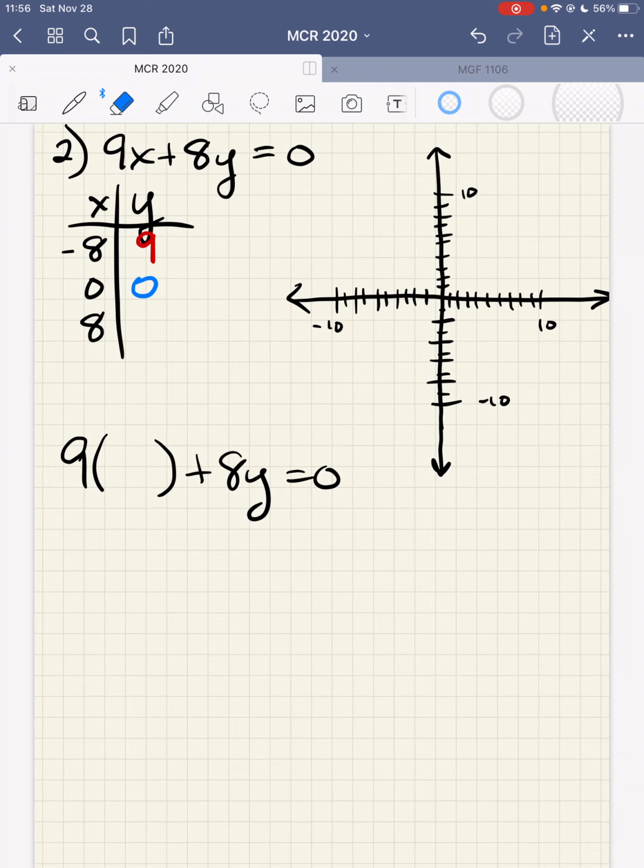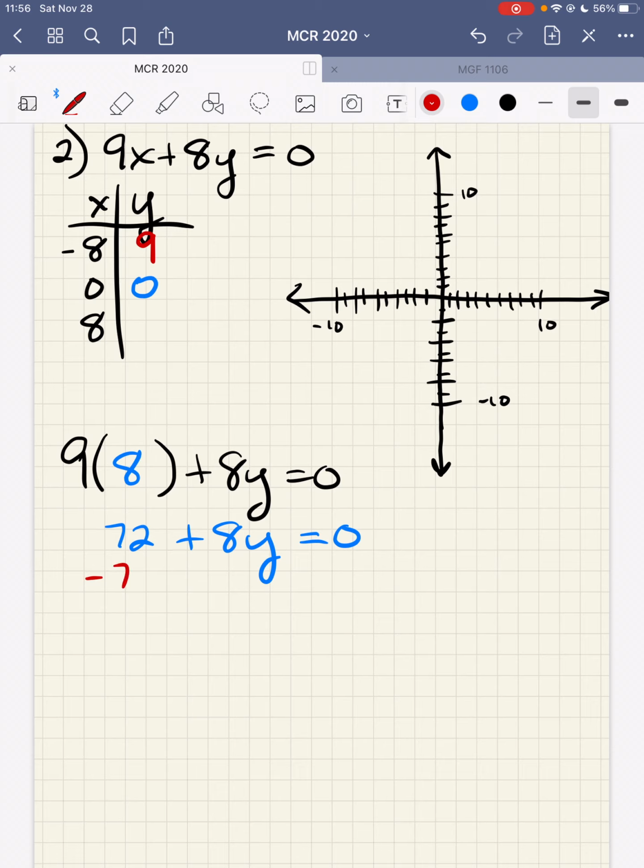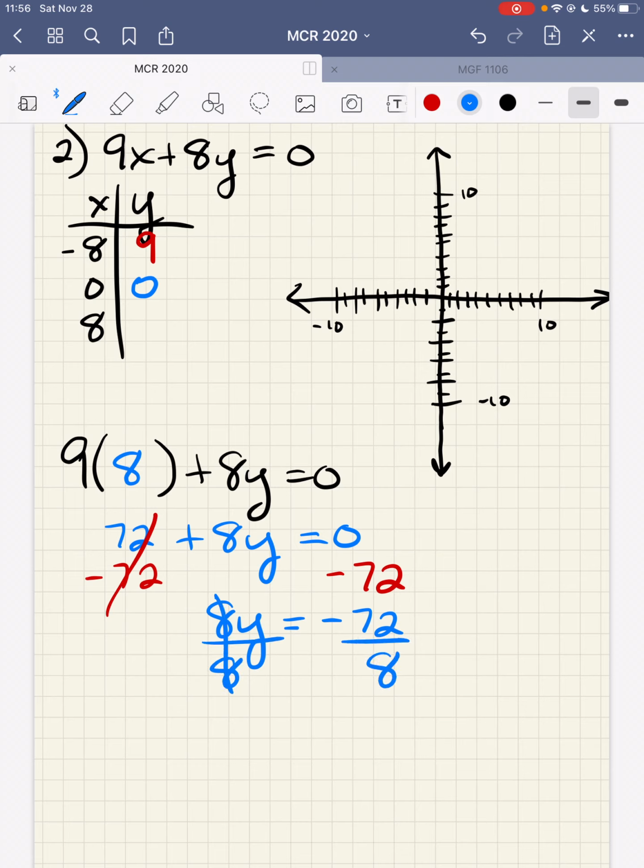All right. Let's plug in our last value. Our last value is positive 8. Okay, 9 times 8 is 72, plus 8y is equal to 0. This time we're going to subtract 72 from both sides. It looks a lot like our first one, except we're subtracting rather than adding. These are going to cancel, leaving me with 8y is equal to 0 minus 72, which is negative 72. Divide both sides by 8 to solve for y. And y is equal to negative divided by a positive, which gives me a negative 9 in this case.